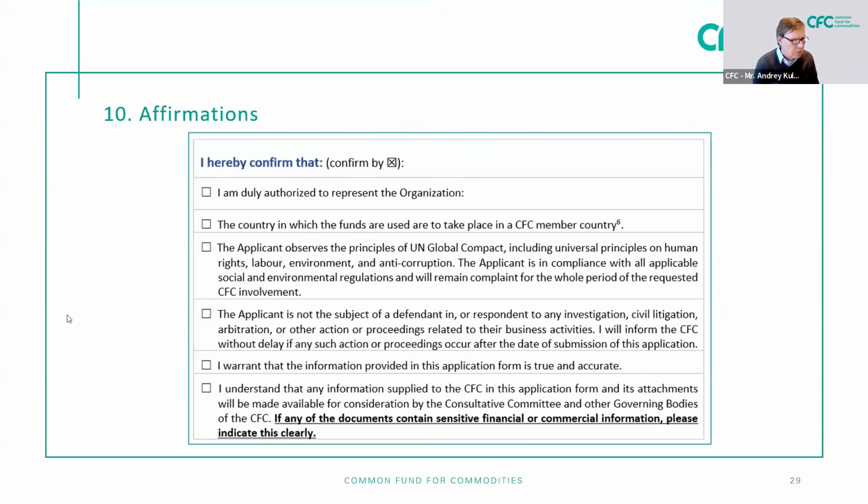Again, we will share the full slide deck with everybody. If you did not hear from the CFC within 6 months after the submission of your proposal, it is likely that your proposal has not been successful. You are welcome to amend the proposal and send it back to us. You can also submit multiple proposals to us. There is no restriction in this regard.